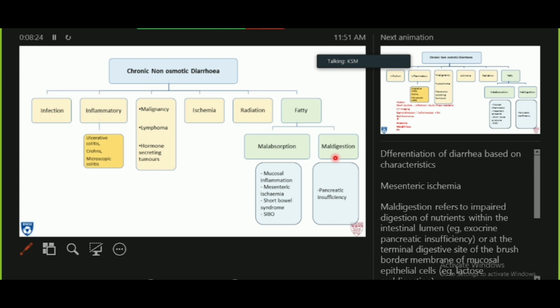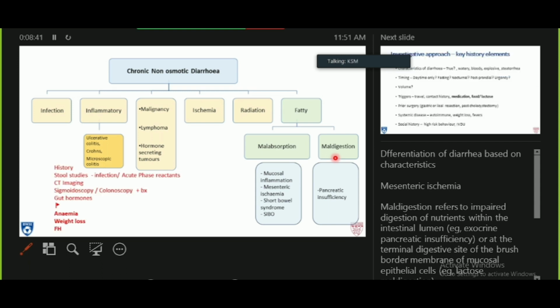diarrheal disease. So this is just an overview of what you need to think about when you're seeing a patient with diarrhea and what you need to sort of mentally be checking off when you're taking the history as to what are these risk factors for these potential causes. So I can't stress enough how important a good history is, and that's something I really learned at Penn, and I'm very grateful for that.